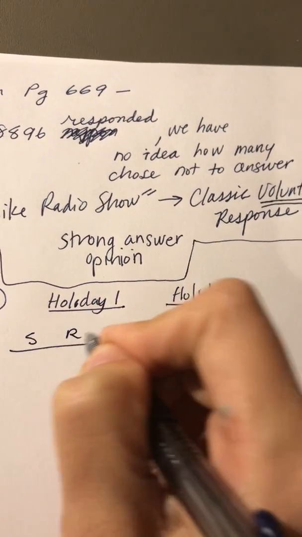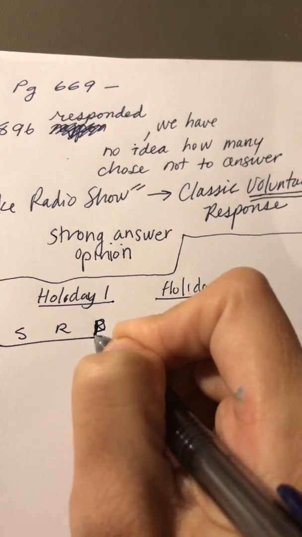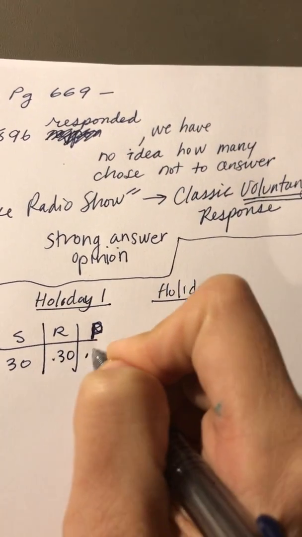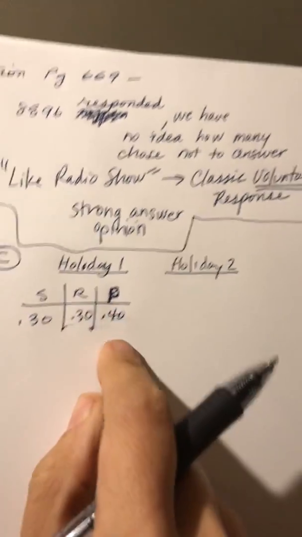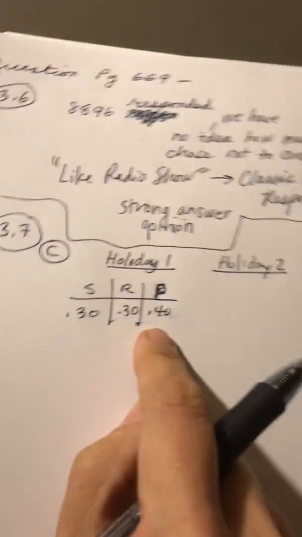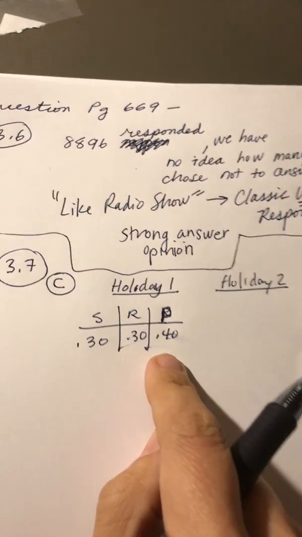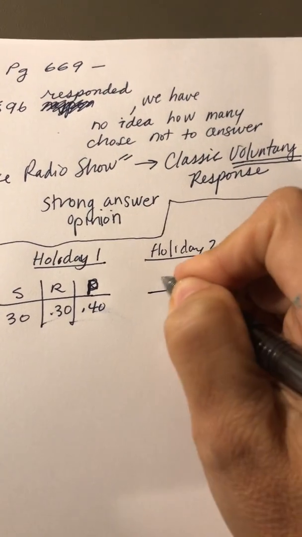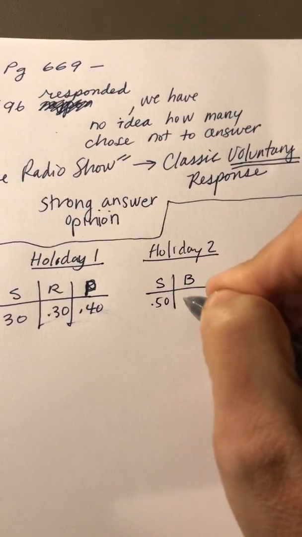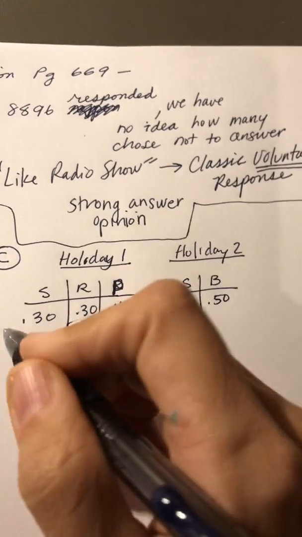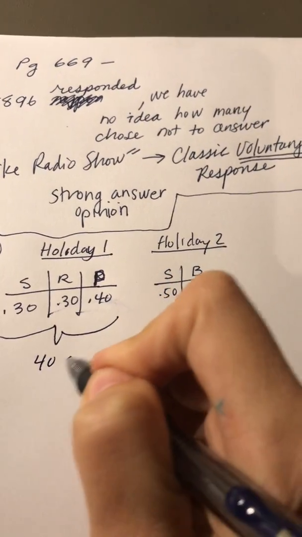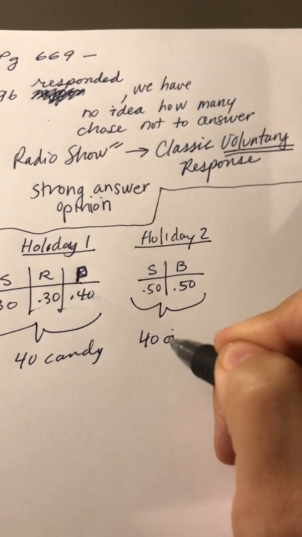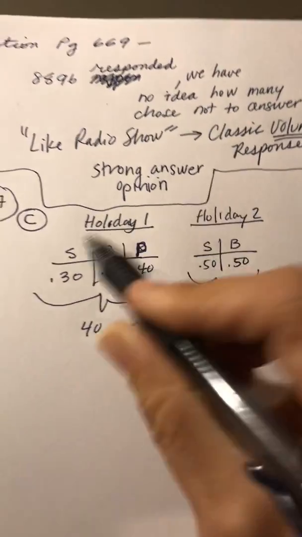It says we have a silver, red, and pink. They have a distribution of 30, 30, and 40. So this is reminiscent of chi-squared a little bit. Now, during the holiday, a different holiday, so this sounds like maybe New Year's or Hanukkah, half are silver, half are blue. So if you took a sample of 40 candies from this distribution and a sample of 40 candies from the other, you should expect different amounts of silver.